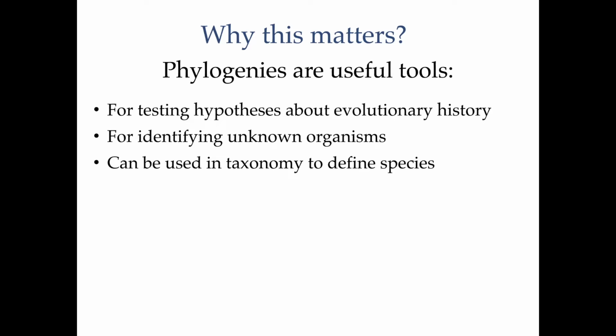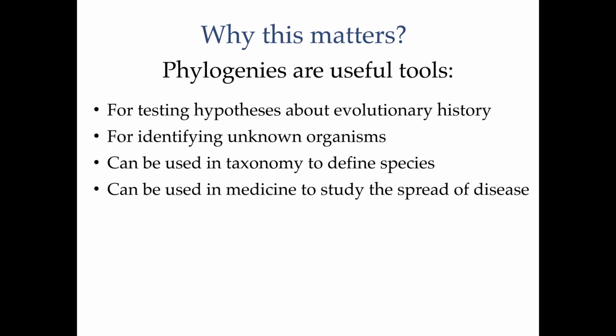It can also be used in taxonomy to define a species. So we have a very narrow definition of species: organisms should be able to breed among themselves. And so we can also use phylogenies to define what is one species, what organisms are included in one species. It can be used in medicine to study the spread of disease.